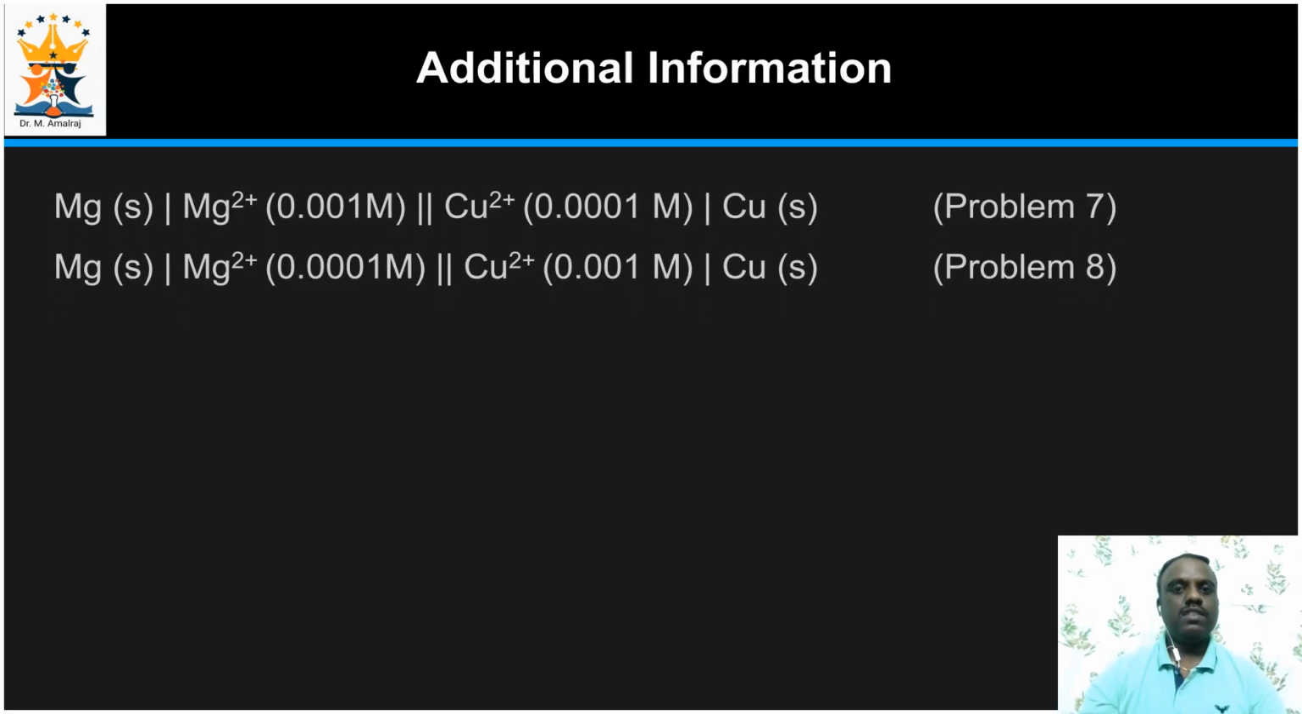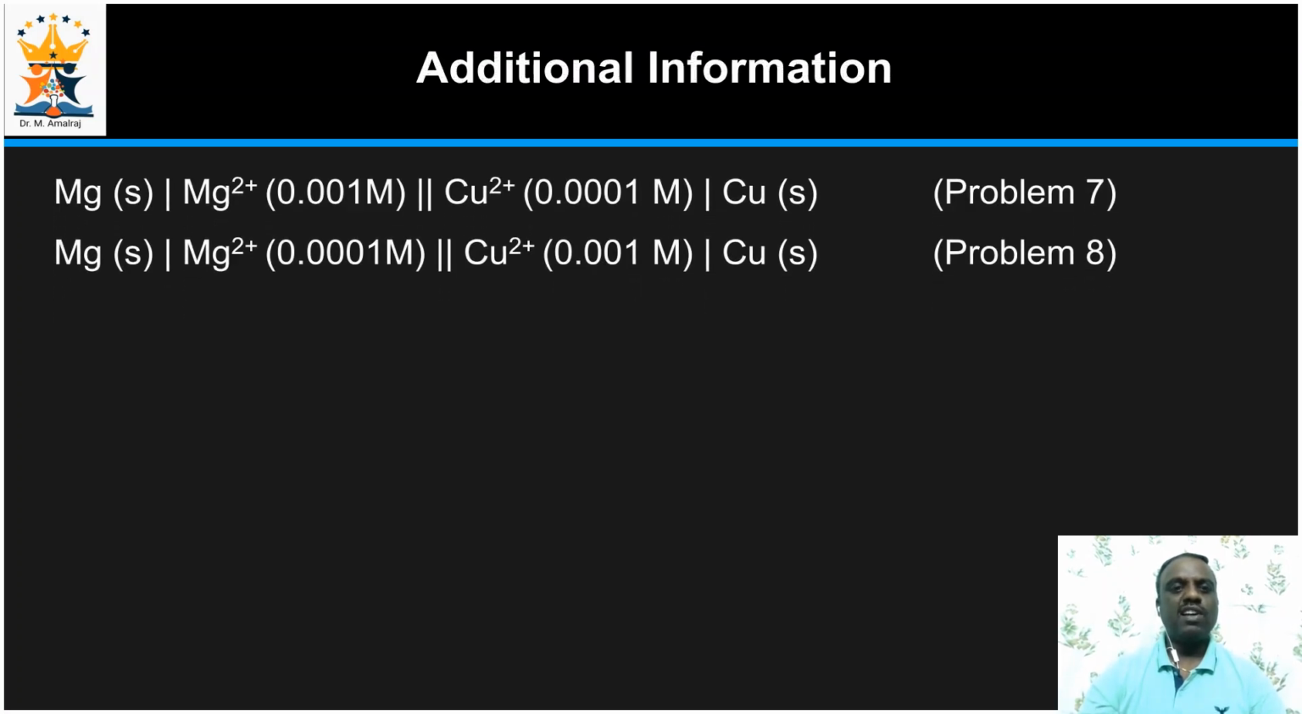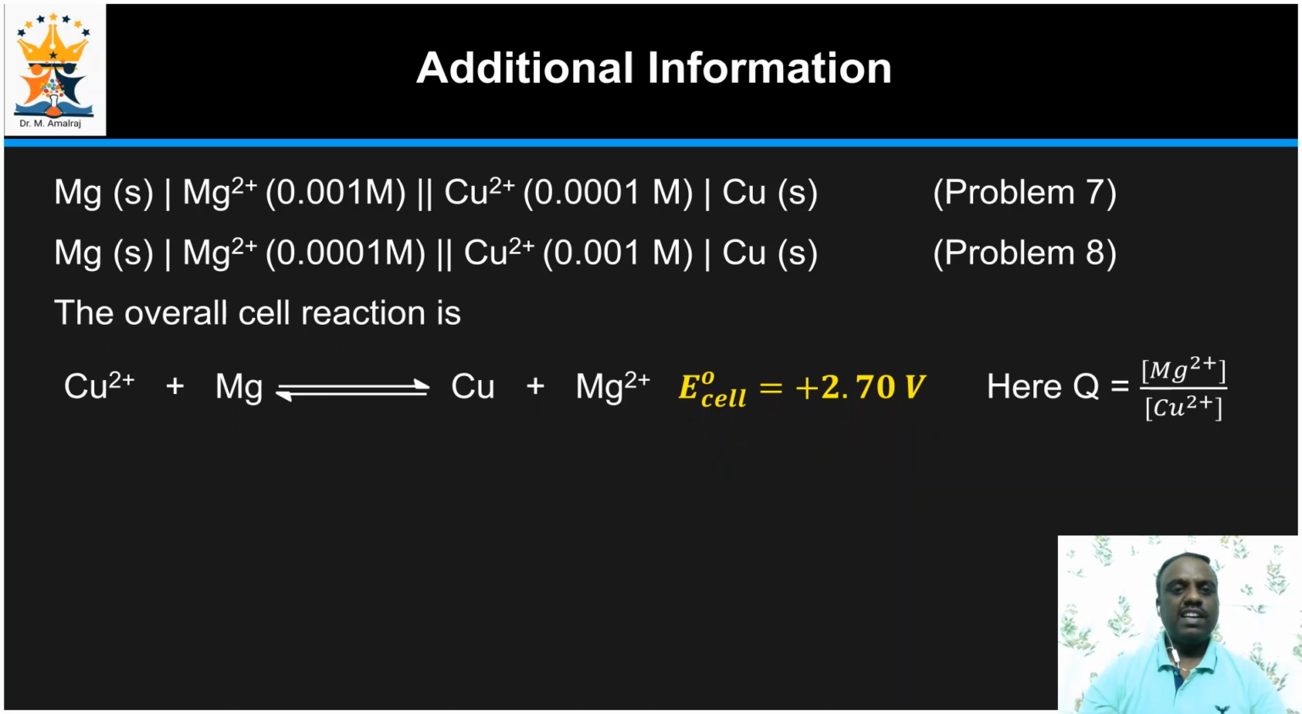Let us consolidate the results of the last two problems. See, in the last two problems, only the concentration of copper 2 plus and magnesium 2 plus has been swapped. The overall cell reaction in both the cases will be same, and the E naught cell is also same. See, E naught does not depend on the concentration, only E depends on concentration. So E naught is same for both the problems.